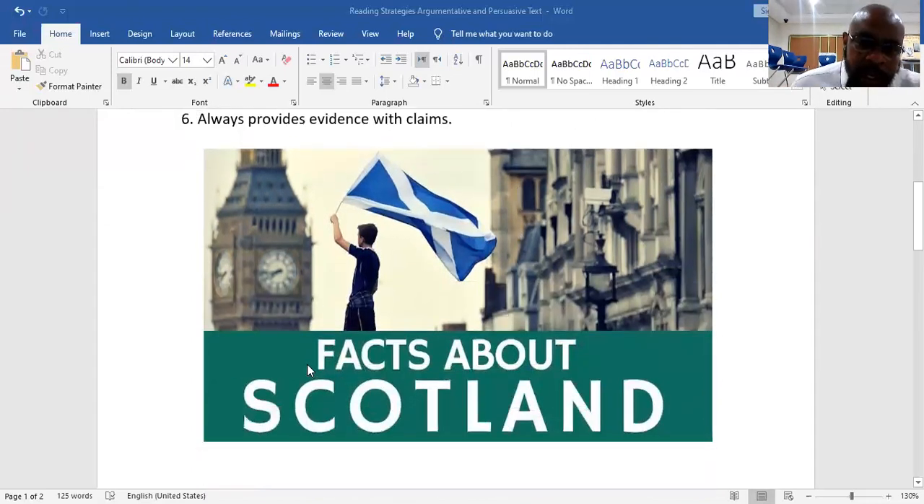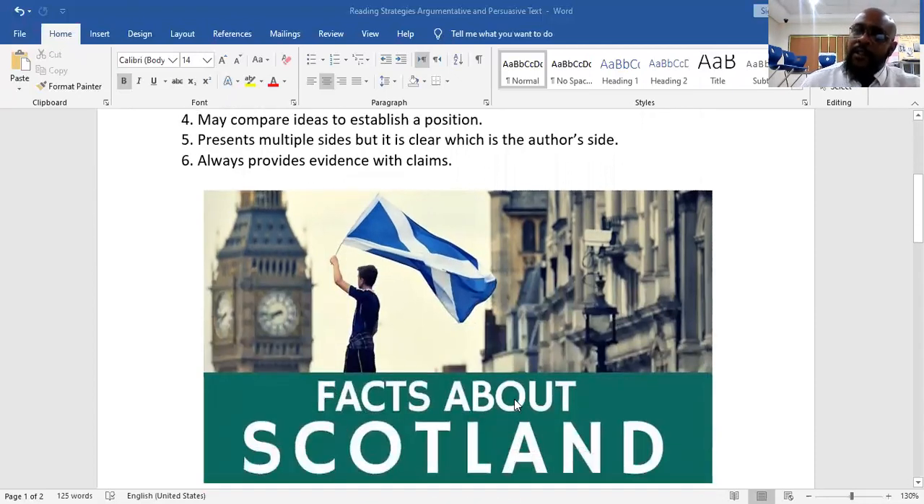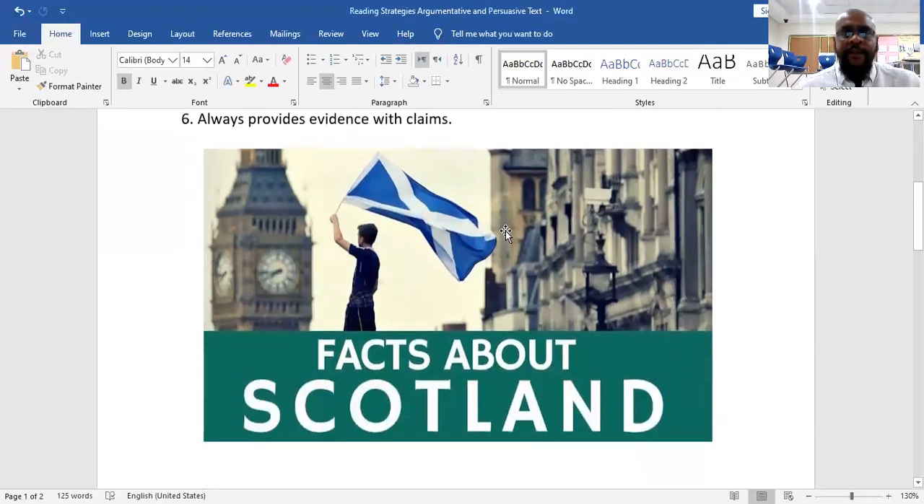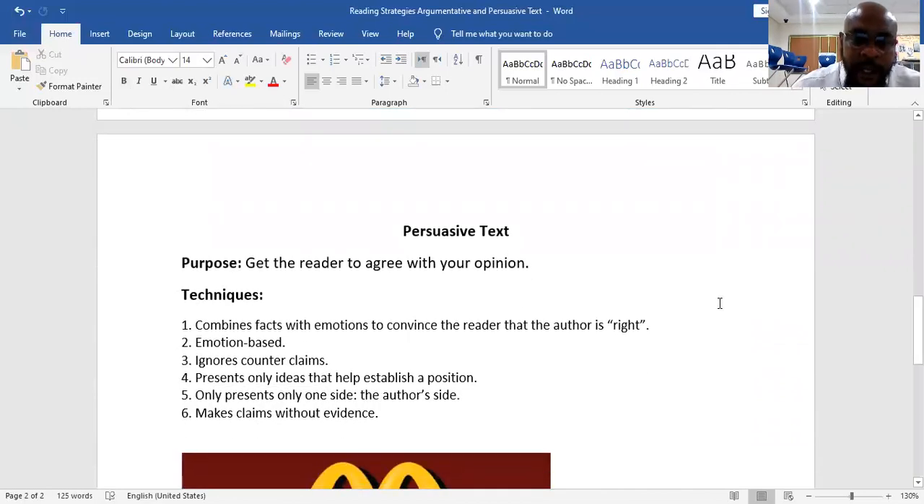Here's a picture here, and I think this sums it up, because an argumentative text is really a lot about the facts. It's about the facts and the evidence and the proof, as we have it here, and this picture says facts about Scotland. So whatever this article is, or whatever this caption represents, it's going to give you only the factual information, the truth about Scotland. A persuasive text, on the other hand, is a little bit different.